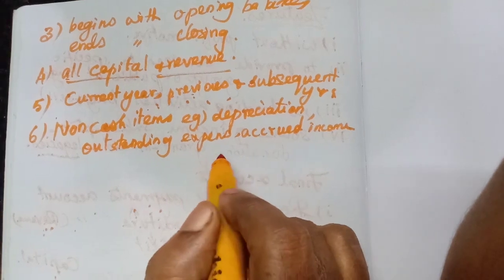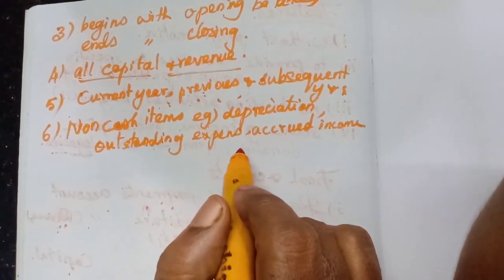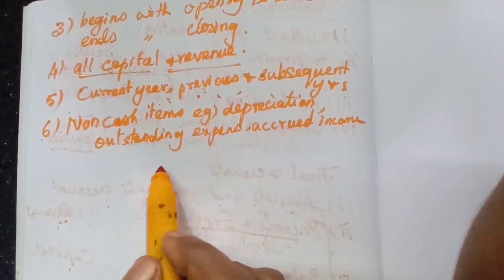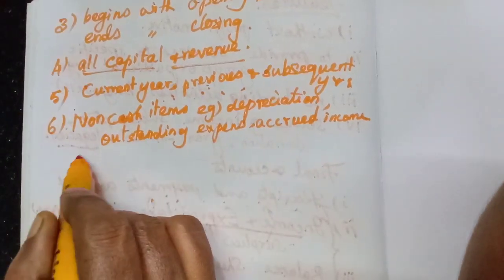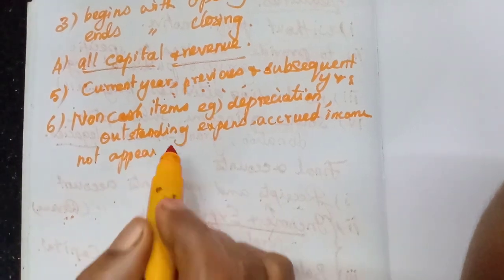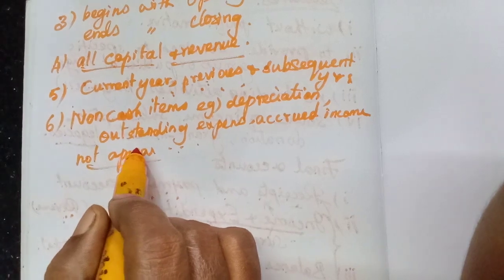All this will be appearing in the income and expenditure account. Understood? So any non-cash items such as depreciation, outstanding expenses, accrued income will not appear in the receipts and payments account. Okay. So all these points you might have understood.